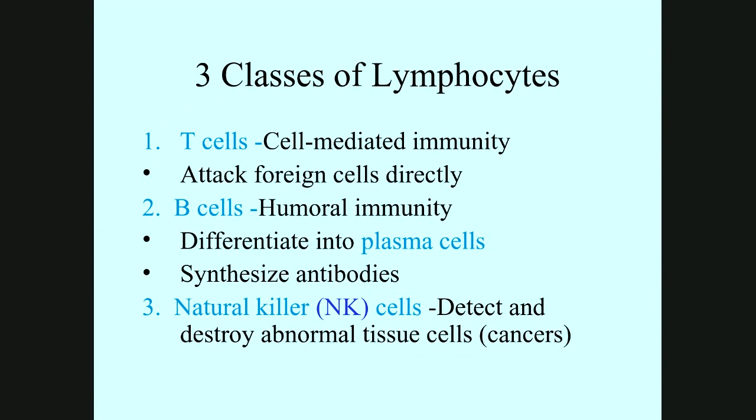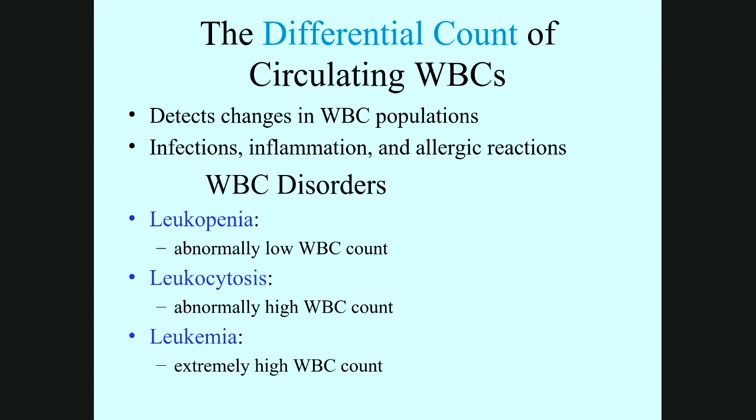We have 3 types of lymphocytes: B cells and T cells, which attack foreign cells directly. The B cells are responsible for humoral immunity. And the natural killer cells, which we can find in abnormal tissue such as cancerous tissue.